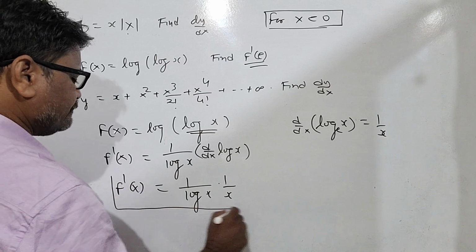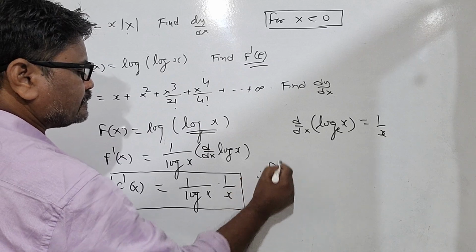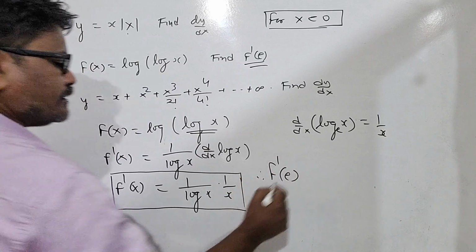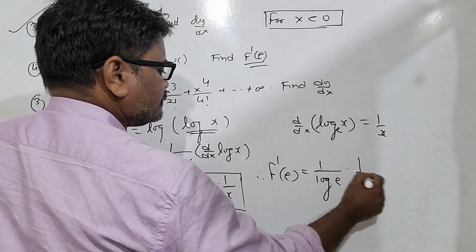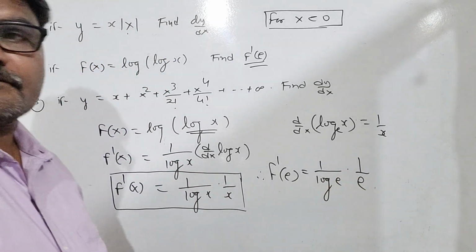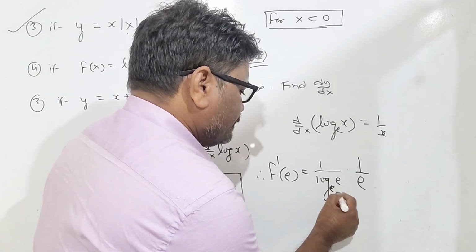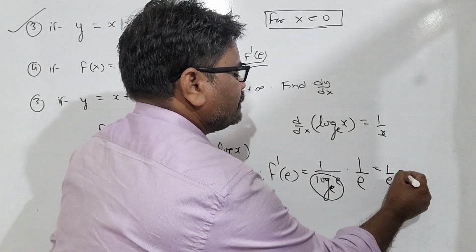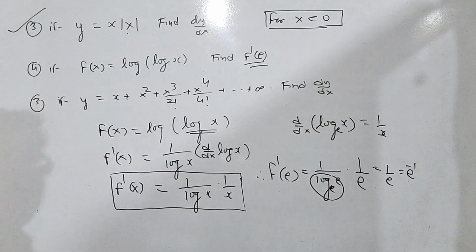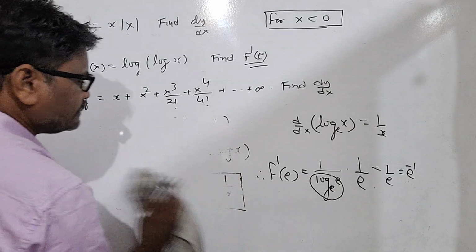So now you can easily find f dash x at x equals e, that is f dash e is 1 upon log of e into 1 upon e, and log of e is always 1, with the base e. Here the base is e, so this is 1. Finally this is 1 upon e, or you can say e to the power minus 1. So the second question is already over now. Come to the third one, very interesting.